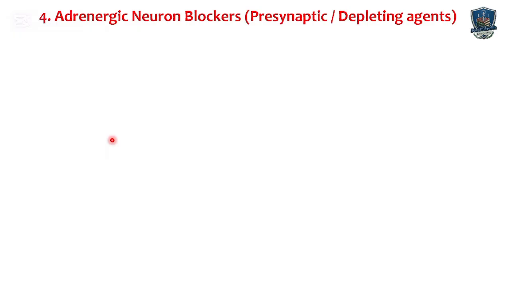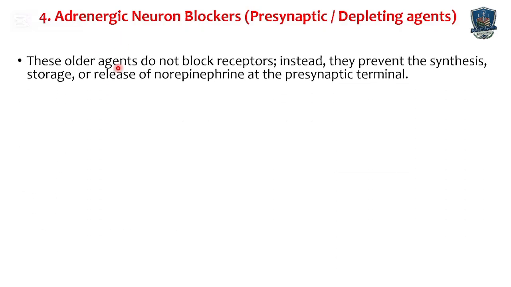Now, let's move to number 4, adrenergic neuron blockers. These drugs are very rare. I myself haven't come across these drugs. But if you've come across these drugs, please make sure that you comment on the comment section and tell us why you use those drugs and the indication of using those drugs.